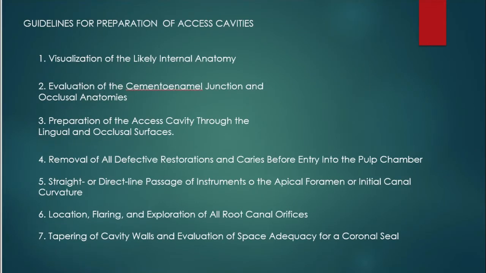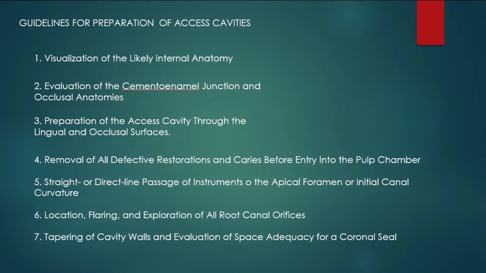Alright, now the second guideline is evaluation of the cemento-enamel junction and the occlusal anatomies. Now, the cemento-enamel junction is considered as the most important anatomic landmark which helps clinicians to determine the number and location of orifices on the chamber floor. Now, the third guideline is to prepare the access cavity through the lingual and occlusal surfaces. Lingual surfaces will be in the anterior teeth, while the occlusal surfaces should be prepared in the posterior teeth.